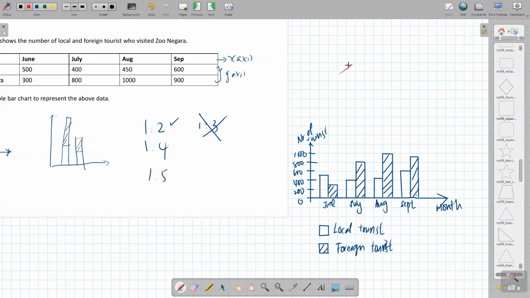Let's say when you draw, the first one, you put like this and shade this part. And then the second one, you choose to have like this. So if it is like this, it is wrong. Don't do that.